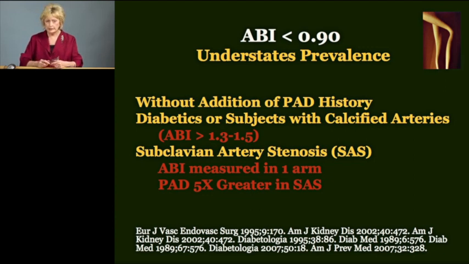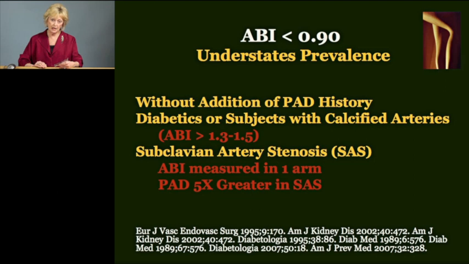Now, ABI less than 0.9 will understate the prevalence of the disease unless you add in the history of PAD. In addition, in diabetics, those with chronic kidney disease, or other people with calcified arteries, you will get falsely elevated ABIs. So in those populations, ABI does not give you an accurate reading of the prevalence of PAD.